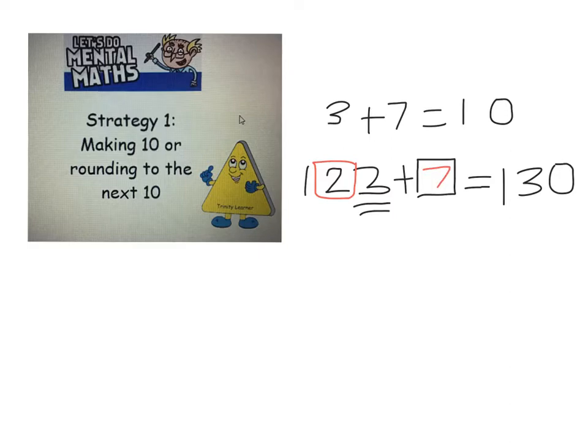Here's another example. So 236 plus 4 is equal to an unknown number. If I look at my units, I've got 4 and I've got 6. I know that 6 plus 4 makes 10. Therefore, my answer will be what is the next 10, which would be 40. But I've also got the 200, so my answer would be 240.